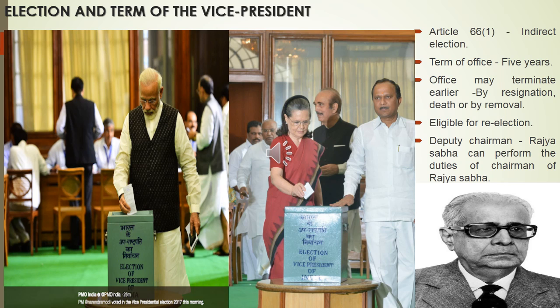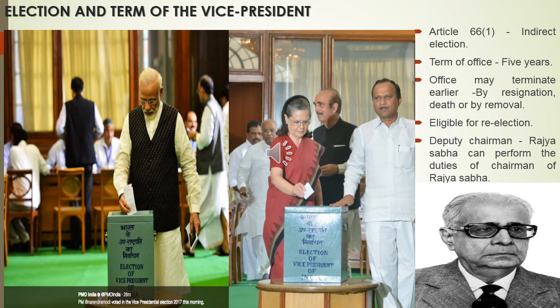His office may terminate. Terminate means to put an end. His office may come to an end earlier than the fixed term, either by resignation, death or by removal. He is removed from office by a resolution passed in the Rajya Sabha. He is eligible for re-election.